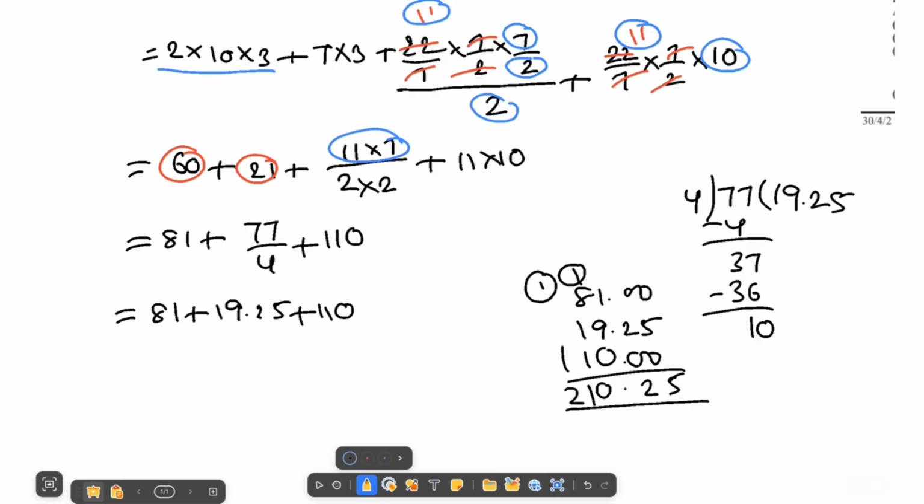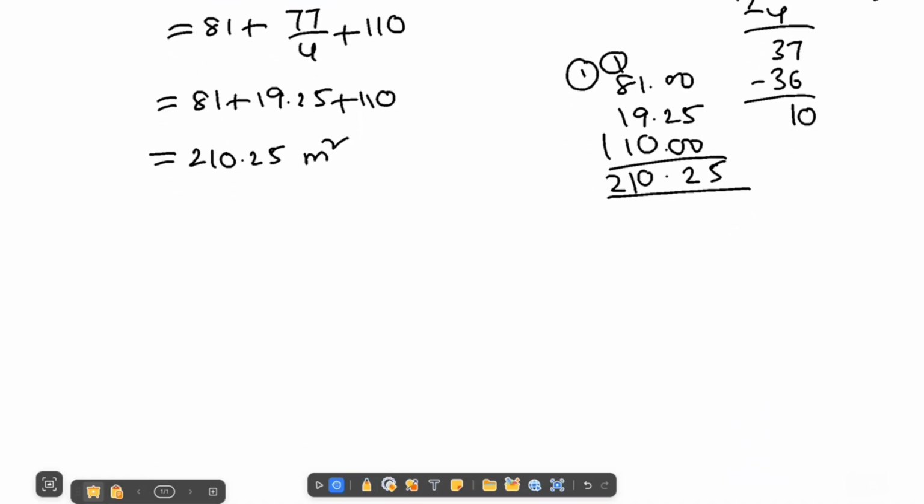So it is equal to 210.25 meters square. So this is the total area of the tin sheets. Now we have to find the cost. What is the rate? 70 rupees per square meter.